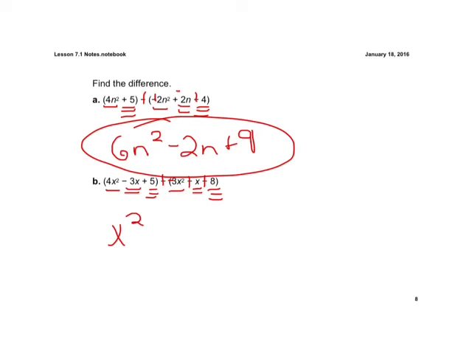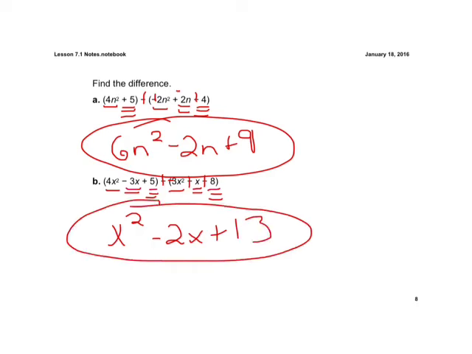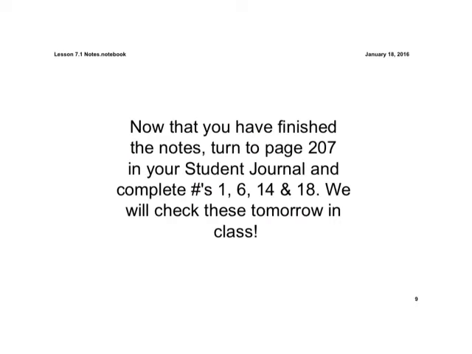Negative 3x plus x, we're going to have a negative 2x. And then 5 plus 8, well, we're going to have a 13. Okay, and those are in standard form because the exponents are decreasing from left to right, and we have our answer. All right, now that you have your notes done, turn to page 207.